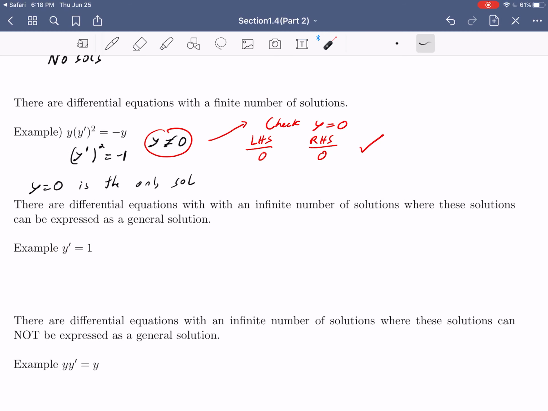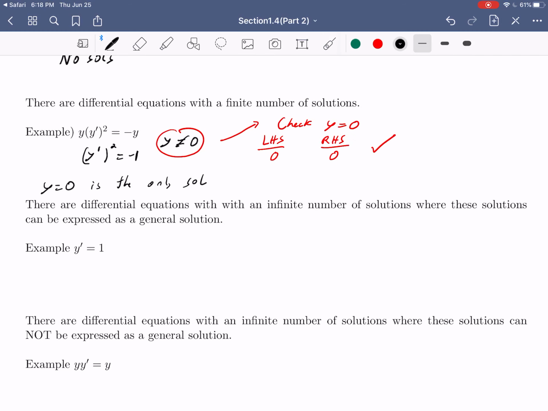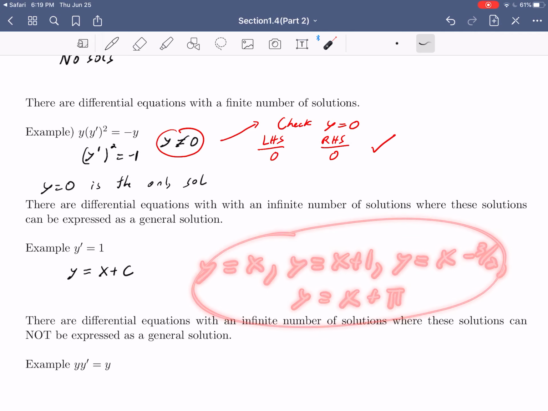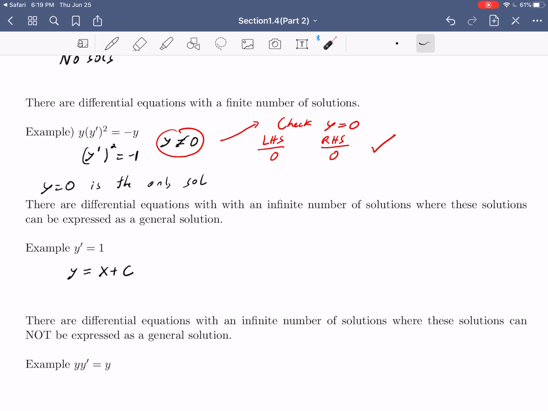Here's a very basic example, y prime equals 1. This is actually technically separable. You can think about it as 1 times y prime equals 1. And if you integrate both sides, you would get y equals x plus c. So this has an infinite number of solutions, right? You've got solutions like y equals x plus 1. You've got y equals x minus 3 halves. You have y equals x plus pi. Any of those are all solutions. So it has an infinite number of solutions. But they all have a single form, so this is a general solution.